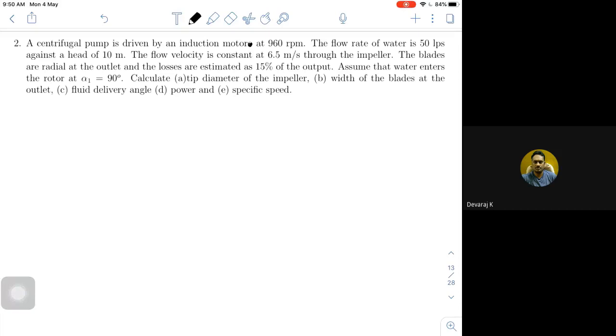Let's write the data that is given. They are given speed equal to 960 rpm. Manometric head Hm is equal to 10 meters. My Q is equal to 50 liters per second, which is equal to 50 into 10 to the power of minus 3 meter cube per second.